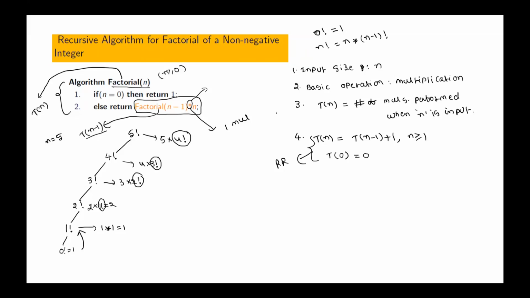So how to get the order of growth of T of n? We can solve this recurrence relation. How to solve it? This is a simple recurrence relation. What is the method we can use here? The substitution method. So it is of the form T of n is T of n minus 1 plus 1.